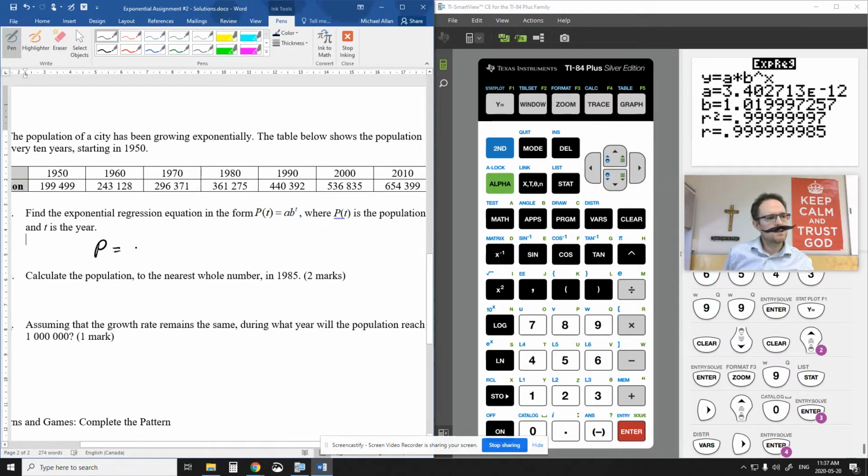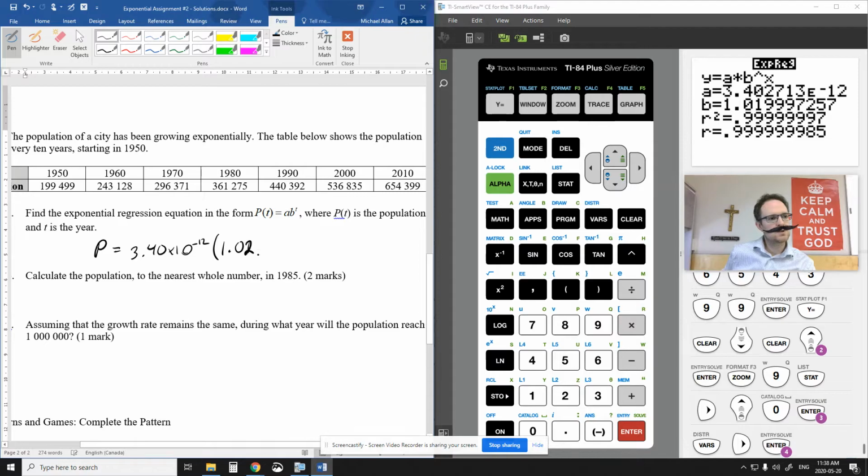They got P, then A is going to be 3.40 times 10 to the negative 12. It's a really small number, just because it's going back to like year 0. I would have very close to 0 people at year 0, wherever this place is. Doesn't make too much sense though. But my B value makes sense. I'm increasing by at least 2%.